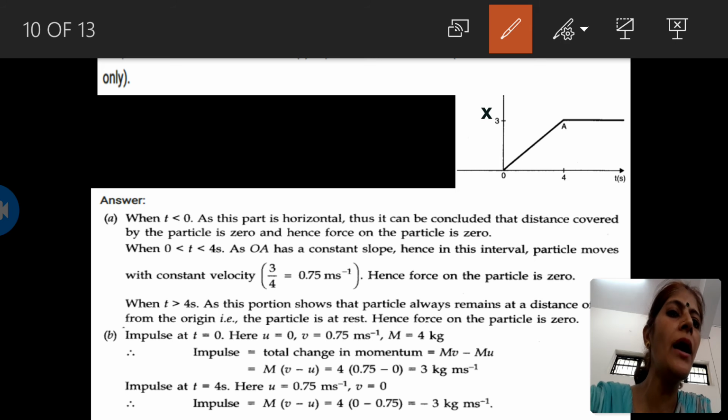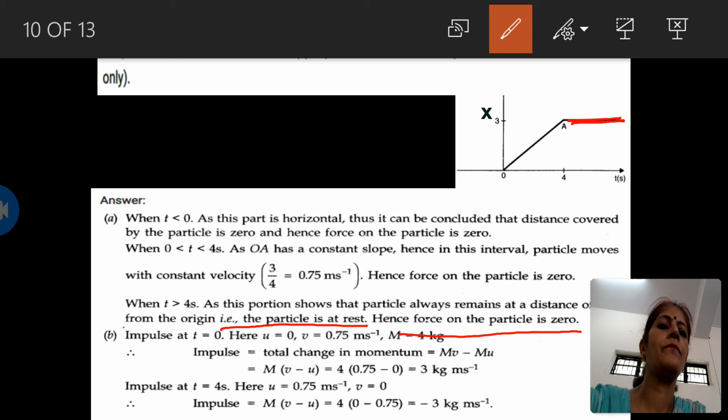Come to its third part, for time greater than 4 seconds. For time greater than 4 seconds, the distance x is constant with respect to time. There is no change in x from the origin. It means the particle is at rest. Hence, the force on the particle is again 0.